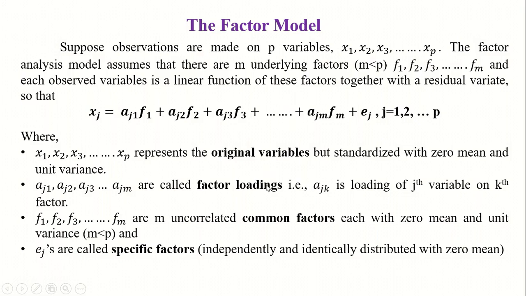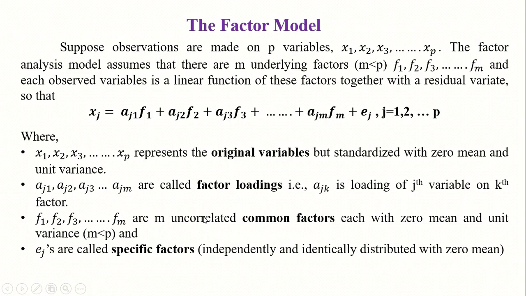Next, in factor analysis we have a factor model. This is the equation of the factor model, in which x1, x2, x3 and so on up to xp represent the original variables. We have p original variables here. The coefficients aj1, aj2 and so on up to ajm are called factor loadings, and we are estimating these factors f1, f2, f3 and so on up to fm. These are the m uncorrelated common factors.